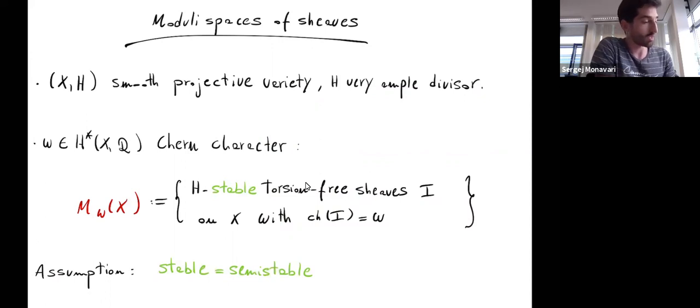So we start with a smooth projective variety. Everything will be over the complex numbers, with a chosen polarization. So we choose a very ample divisor over it. Which are the moduli spaces that we are interested in?